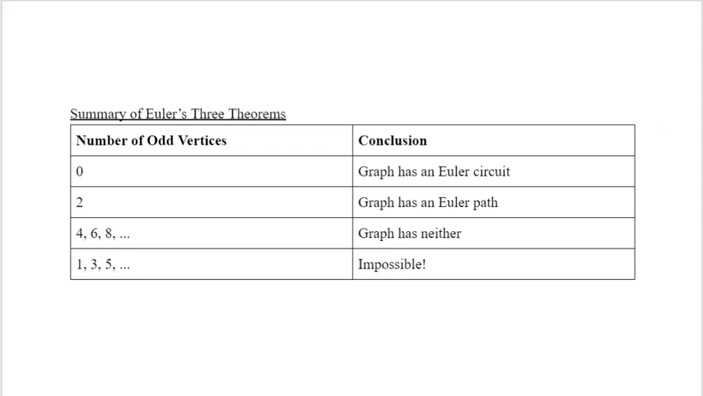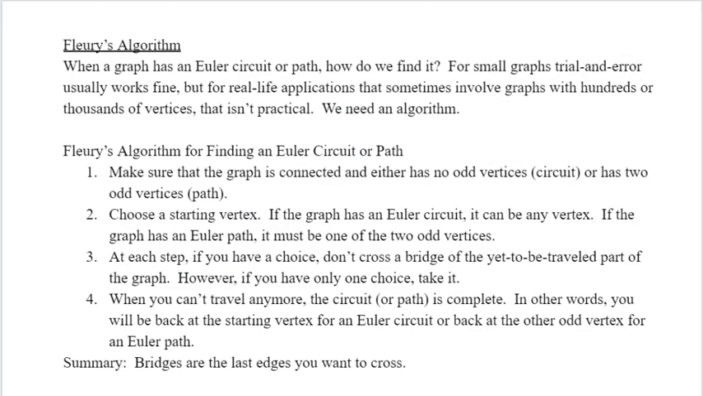So now we know when an Euler path or an Euler circuit exists, but you might be thinking to yourself, okay, so how do I find it? Well, this is where Fleury's algorithm comes in. So if you have a small graph, you can probably just do trial and error. But when you have a graph that has hundreds or thousands of vertices, trial and error is going to take you an eternity. So an algorithm helps us find the Euler path or circuit.